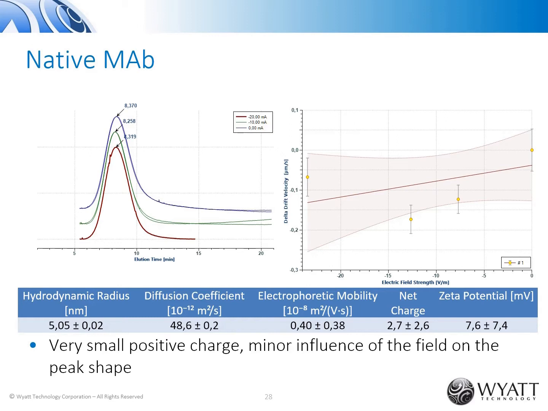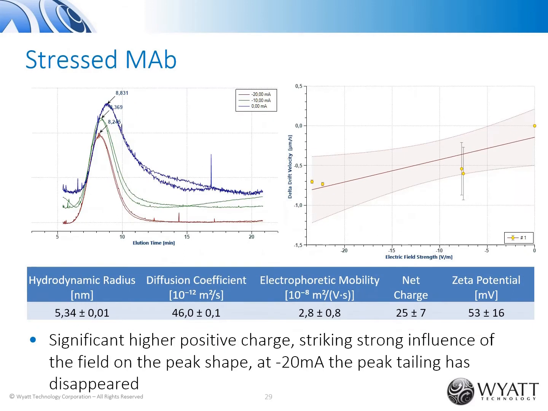So we can see the electrophoretic mobility is in the order of plus 0.4, corresponding to a zeta potential of only 7.6 millivolt. But what happens if we stress this antibody? Then we get a completely different picture. The charge becomes much more positive.